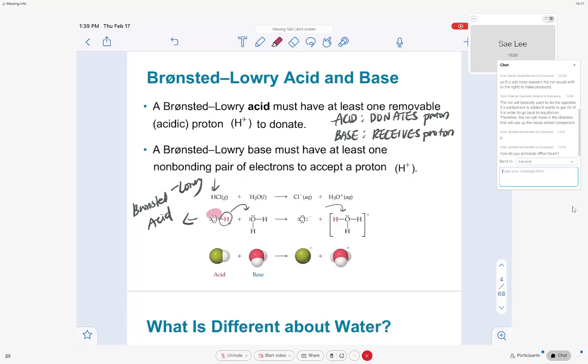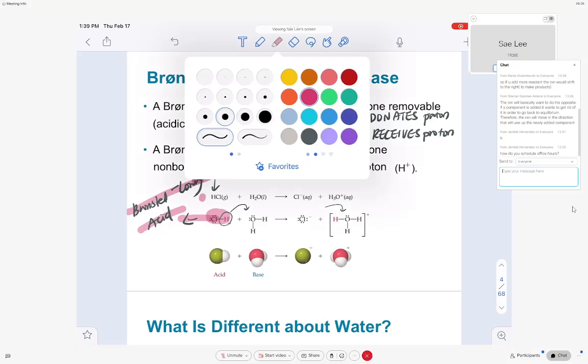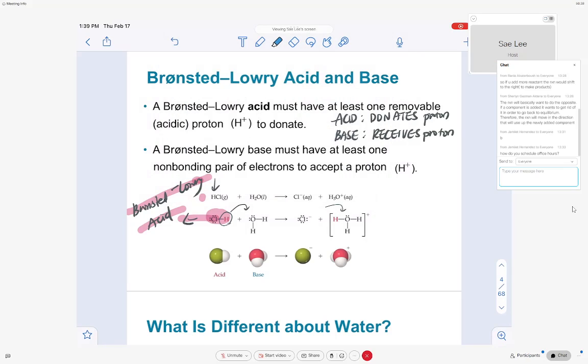Water, which is accepting the proton, is a Bronsted-Lowry base. Okay, so Bronsted and Lowry acid base are all about proton transfer.